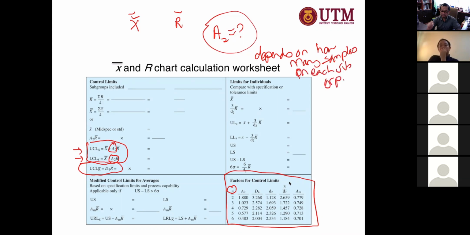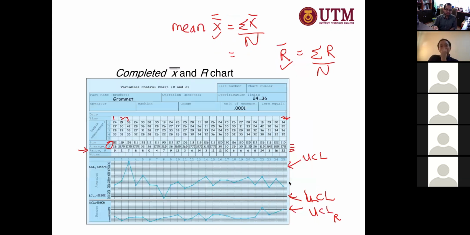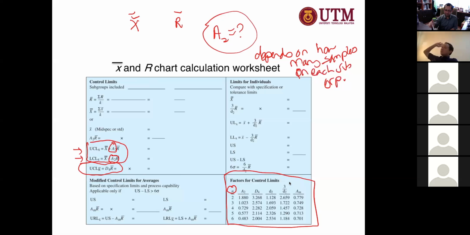How many samples for each subgroup? For this case, we have 4 samples. We have 1, 2, 3, 4 for each subgroup. So 4. So the A2 is this one, because n is equal to 4.